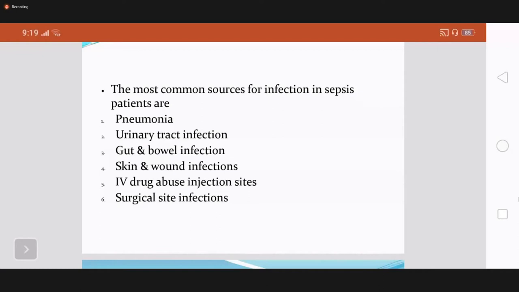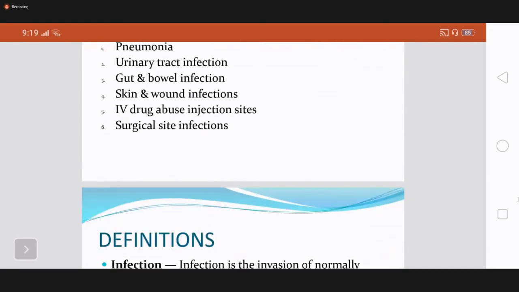The importance of identifying the source of infection is that once you get a patient with sepsis, we're going to discuss the clinical criteria later on, it is very important to identify where the infection is. Because once we know where the infection is, only then we will be able to treat it. As we all know, there are different antibiotics for different sorts of infections. So till you get a culture proven infection, you have to start your patient on antibiotics. Therefore, the source of infection needs to be identified.